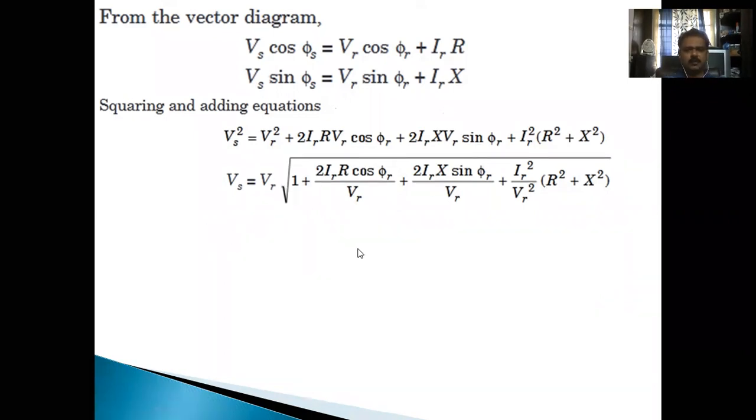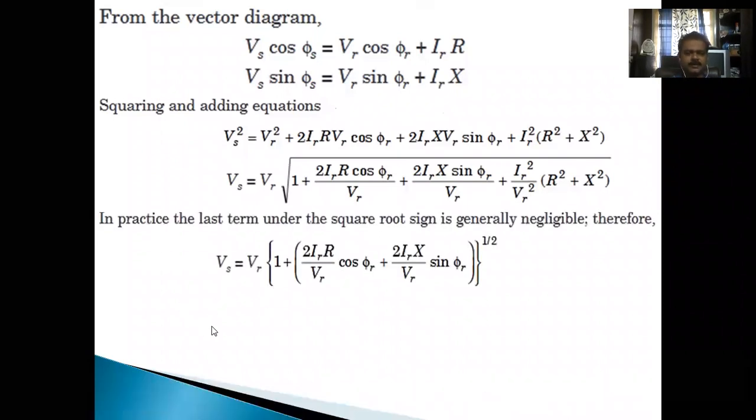Once you have written, try to solve this one, squaring and adding. Okay, the next, the same here.